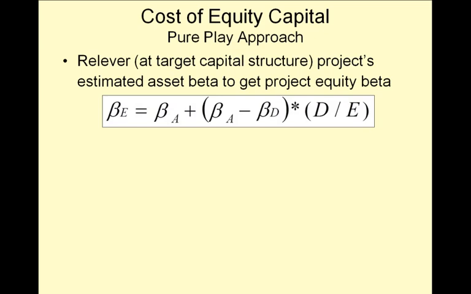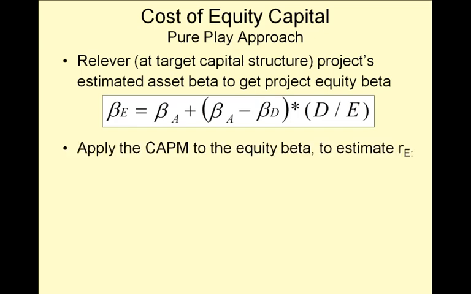Next, one applies the capital asset pricing model to the estimated equity beta to calculate the required return on equity for the project, or the risk-adjusted cost of equity. And here's the capital asset pricing model. This cost of equity is also the return required by the equity investors to compensate them for the cost of the project.